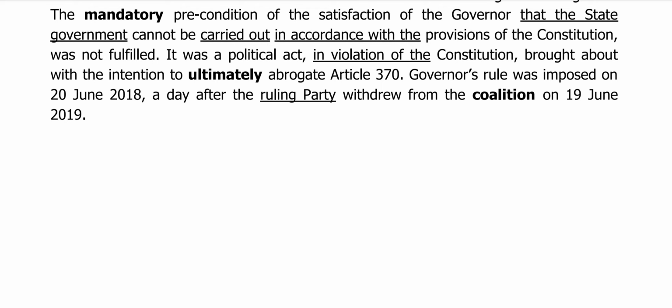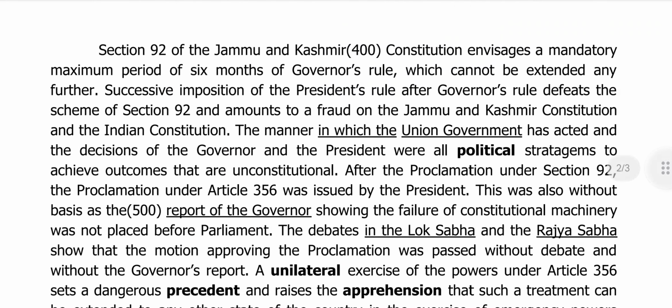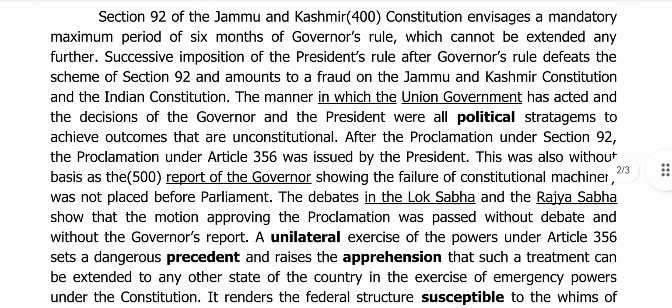Governor's rule was imposed on 20 June 2018, a day after the ruling party withdrew from the coalition on 19 June 2018. Section 92 of the Jammu and Kashmir Constitution envisages a mandatory maximum period of six months of Governor's rule, which cannot be extended any further. Successive imposition of President's rule after Governor's rule defeats the scheme of Section 92 and amounts to a fraud on the Jammu and Kashmir Constitution and the Indian Constitution.